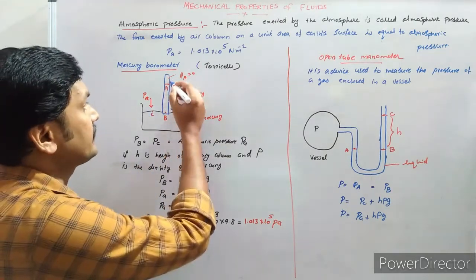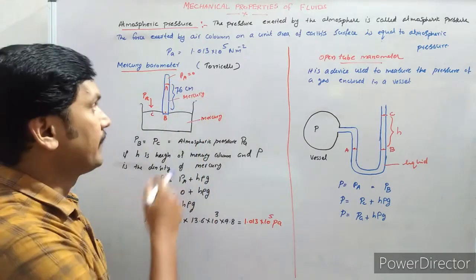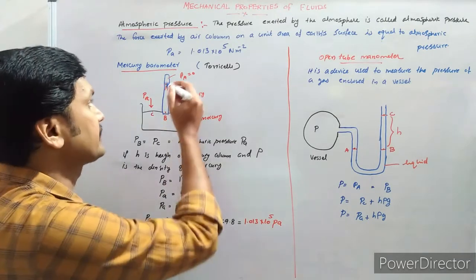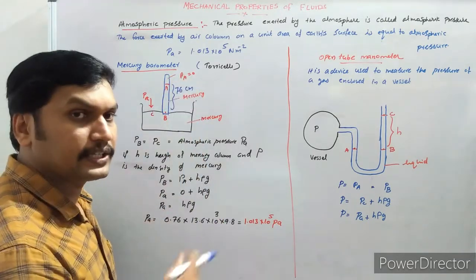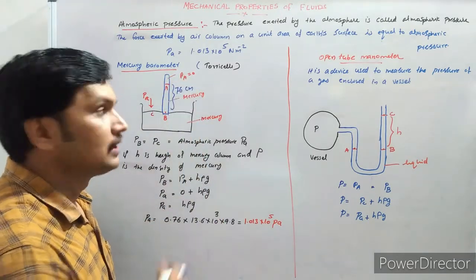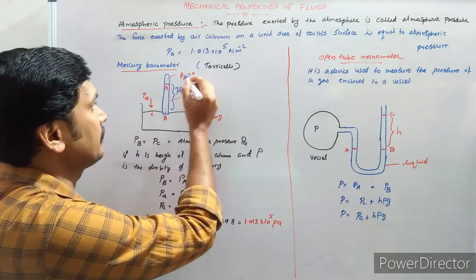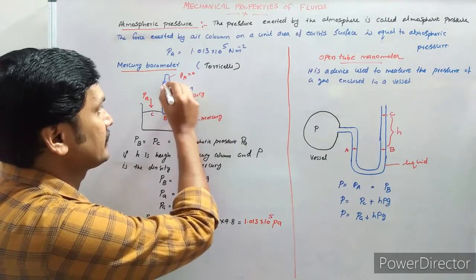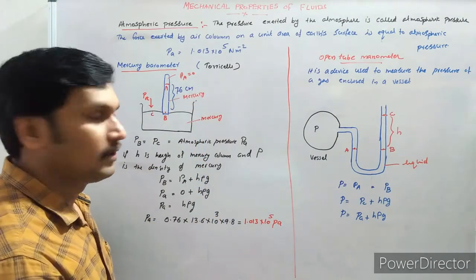So here, as it is inverted by closing the open end, we have no air; it can be considered a vacuum, and it is known as Torricelli's vacuum. The pressure in this area is equal to 0. So if we take this point as A, the pressure in this region is equal to 0.